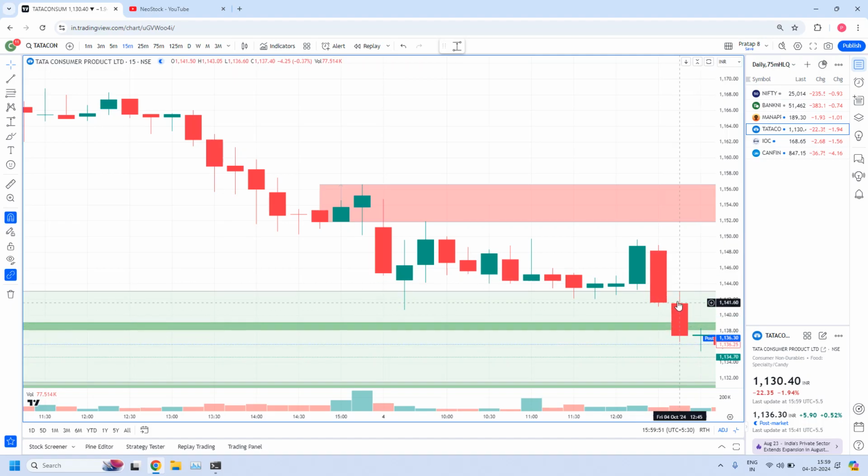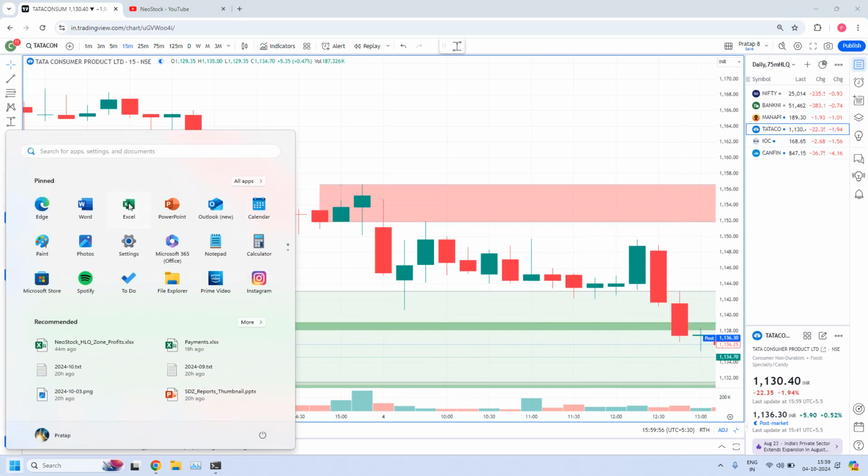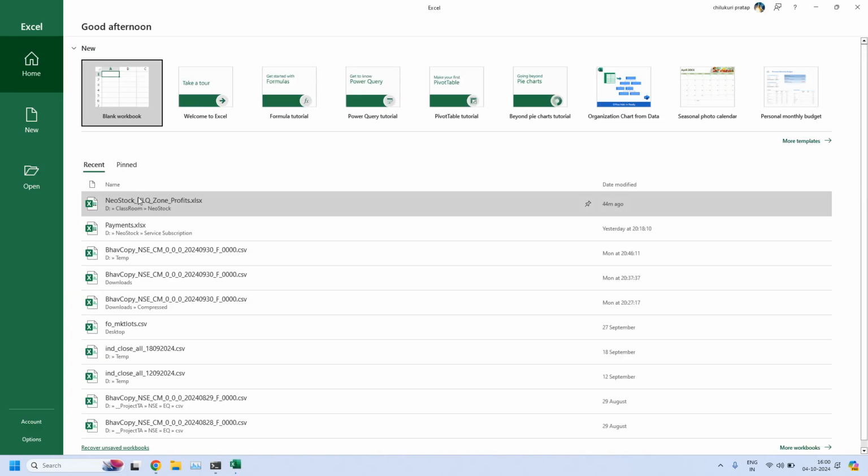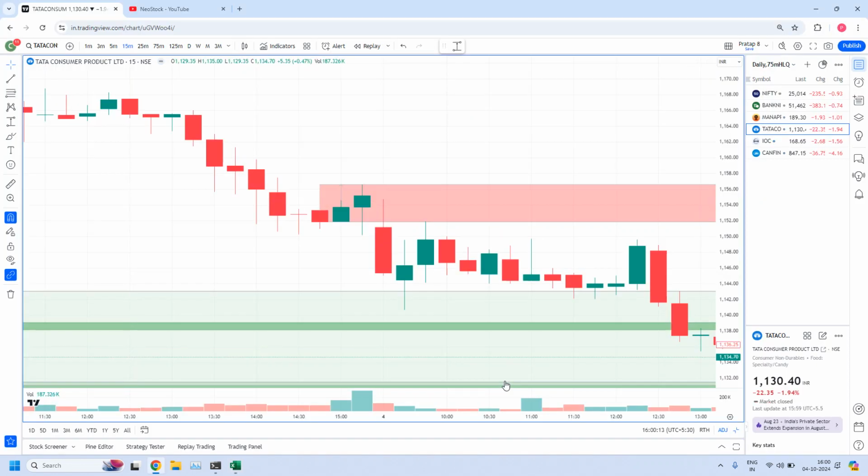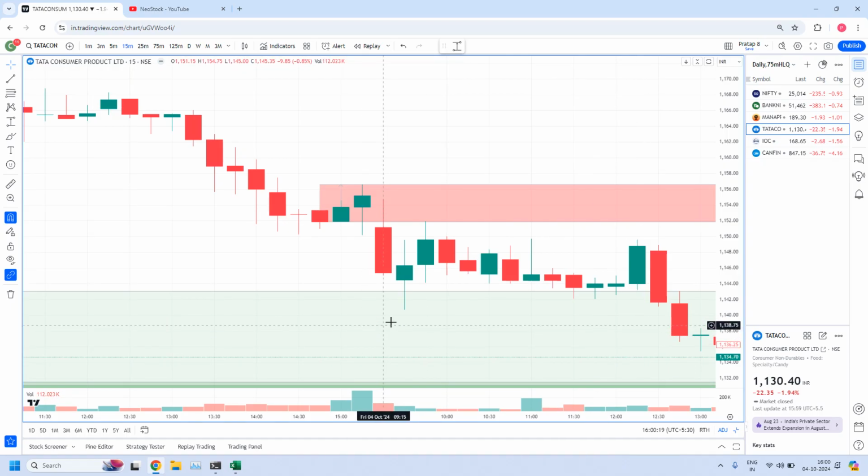So this is the way this 5-minute zone is stopped out. And how much loss did we get? We got a 752 rupees loss, which is a minus 0.8% ROI as per one futures margin cost. This is a negative ROI. So this is the stopped out trade. I am deleting this.